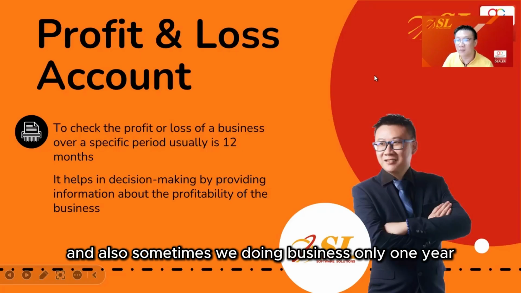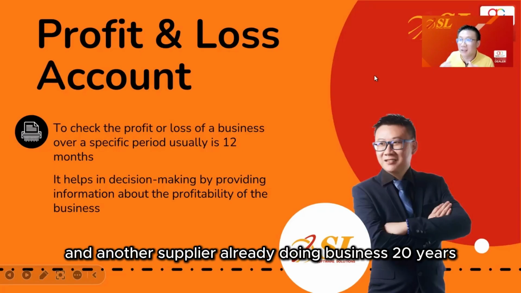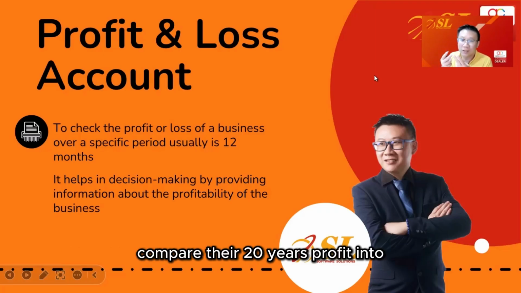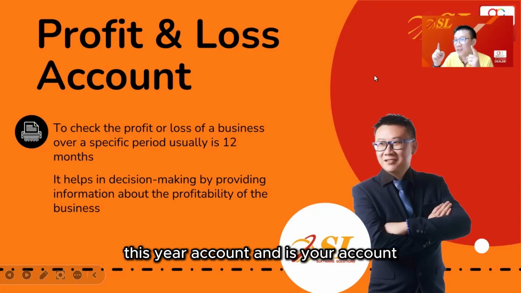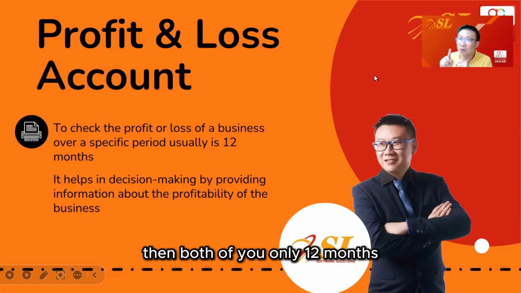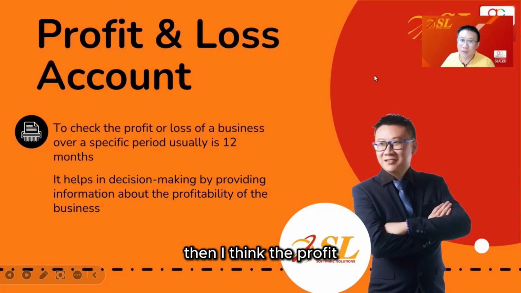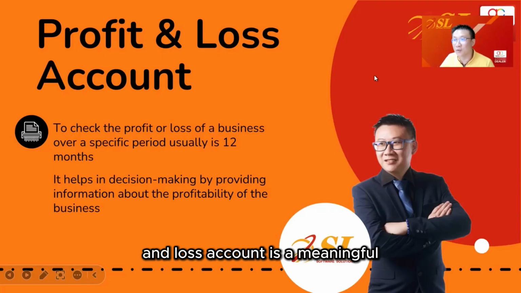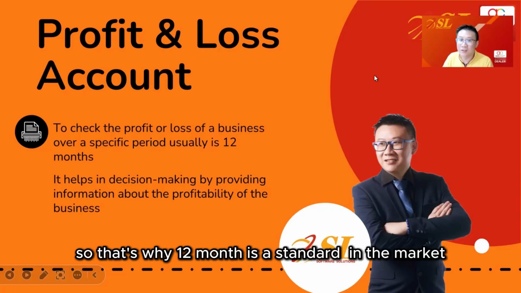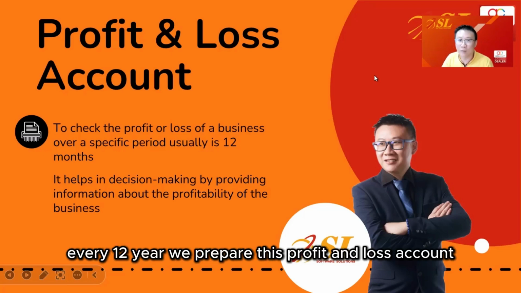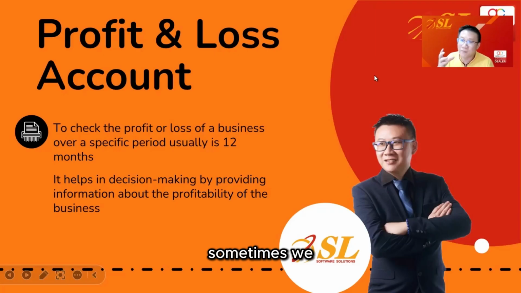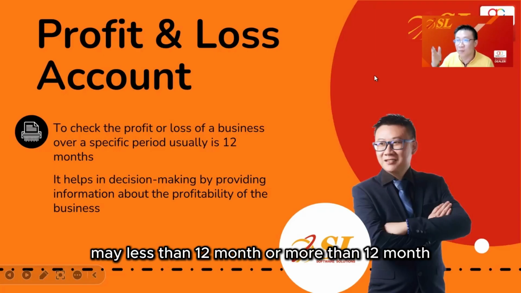Also, sometimes we have been doing business for only one year, and another supplier has been doing business for 20 years. So it's not possible to compare their 20 years of profit with your 1 year of profit. But if you want to compare this year's account with this year's account, and both are only 12 months, then the profit and loss account is meaningful. That's why 12 months is the standard in the market. So every year we prepare this profit and loss account. Of course, sometimes it may be less than 12 months or more than 12 months.